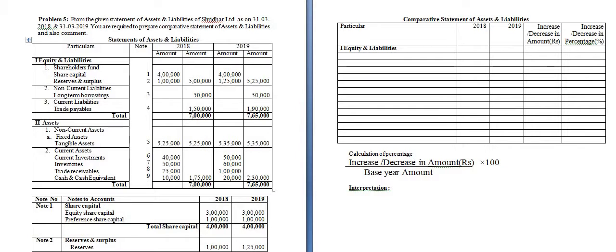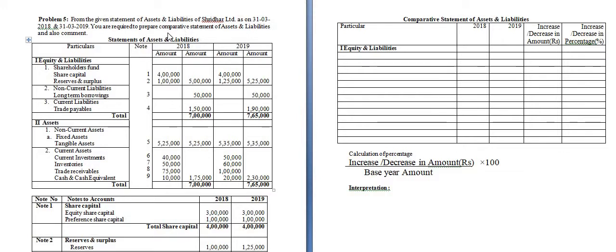Today we will be solving one more 15 marks problem on comparative balance sheet. Okay, first I will read the problem. Problem number 5. From the given statement of assets and liabilities of Sridhar Limited as on 31st March 2018 and 31st March 2019, you are required to prepare a comparative statement of assets and liabilities and also comment.